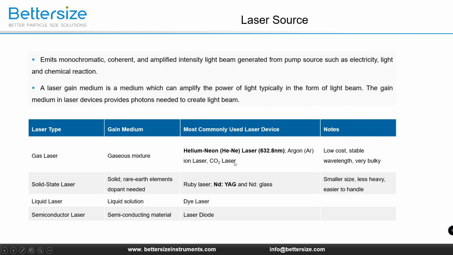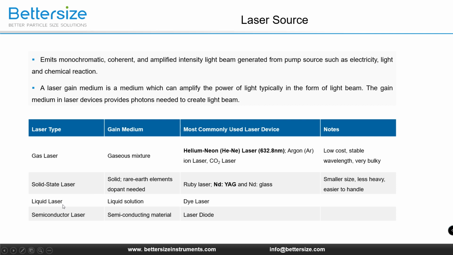A solid-state laser refers to a laser device where a solid acts as the gain medium. In a solid-state laser, small amounts of solid impurities called dopants are added to the gain medium to change its optical properties. These dopants are often rare earth minerals such as neodymium, chromium, and ytterbium. The most commonly used solid-state laser is neodymium-doped yttrium aluminum garnet, abbreviated as Nd:YAG.